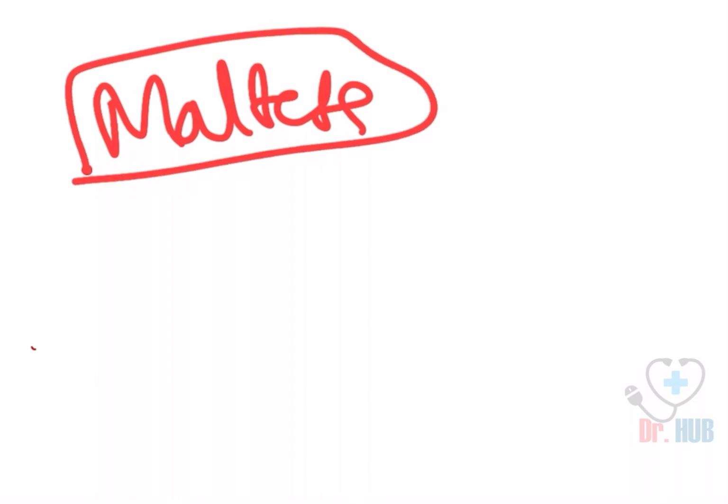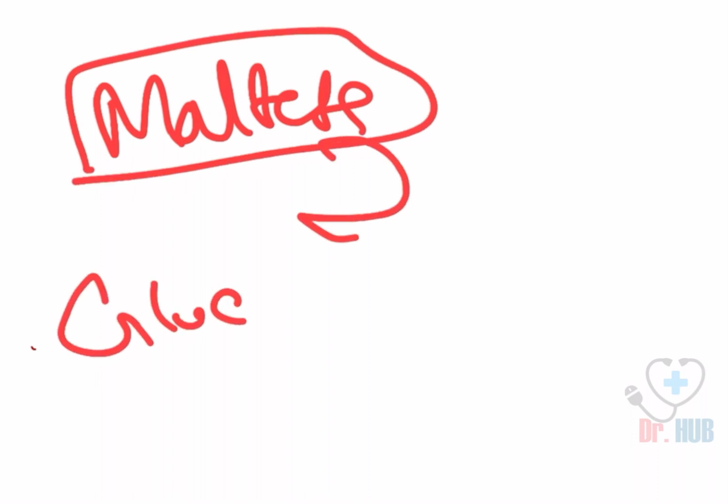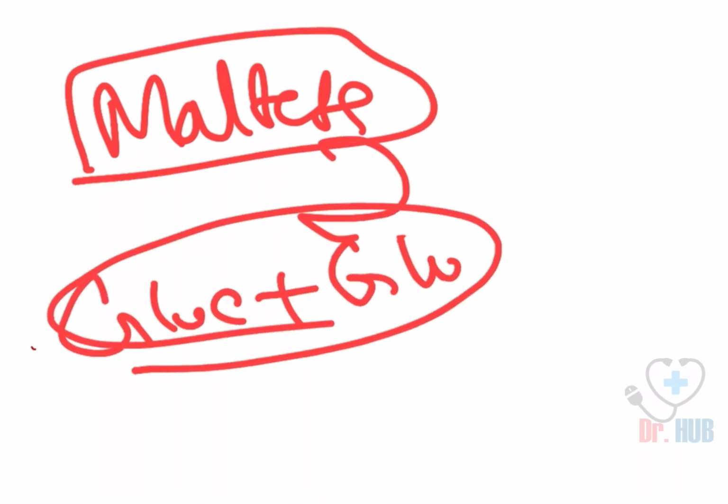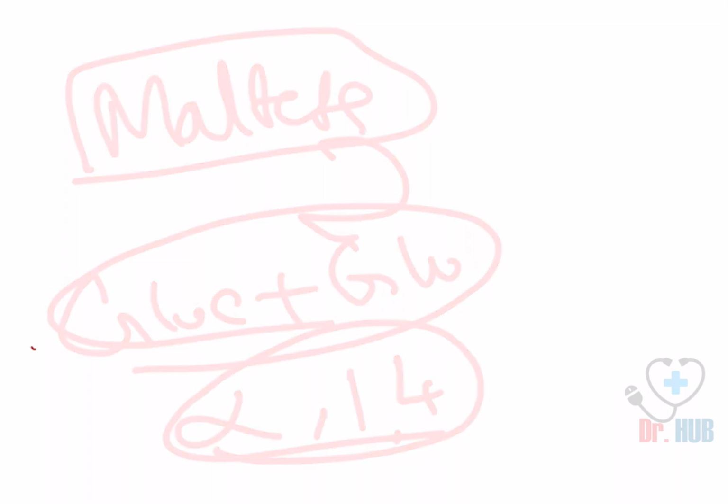Now looking at the common disaccharides. So here, what is maltose? Maltose is a combination of glucose plus glucose. And what is the linkage? Alpha 1,4 is the linkage.